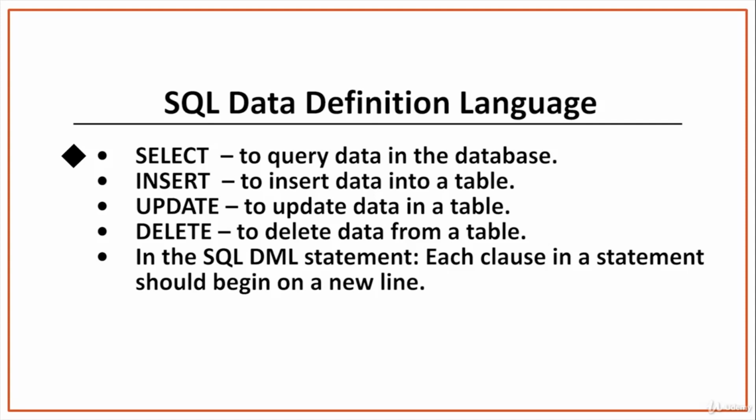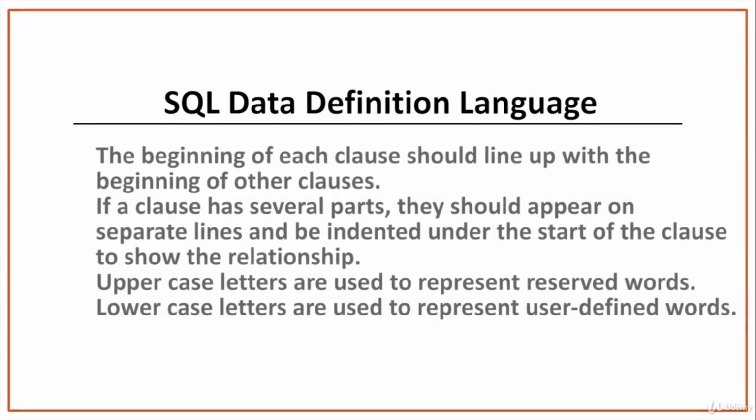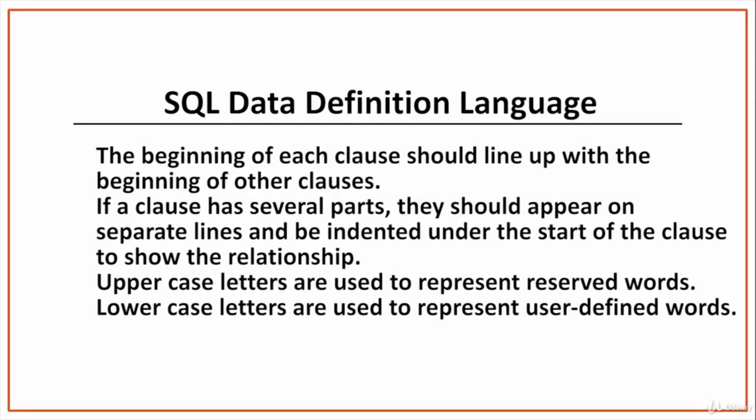In the SQL DML statement, each clause in a statement should begin on a new line. The beginning of each clause should line up with the beginning of other clauses. If a clause has several parts, they should appear on separate lines and be indented under the start of the clause to show the relationship. Uppercase letters are used to represent reserved words. Lowercase letters are used to represent user-defined words.